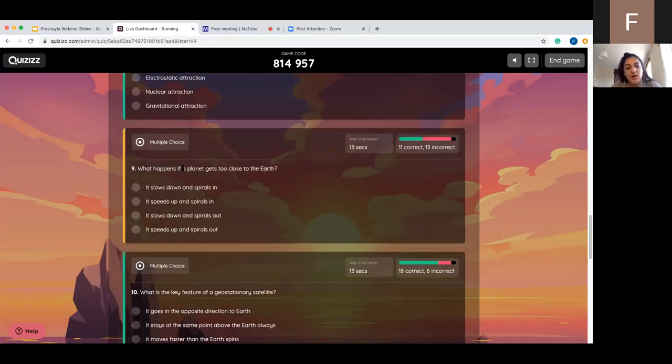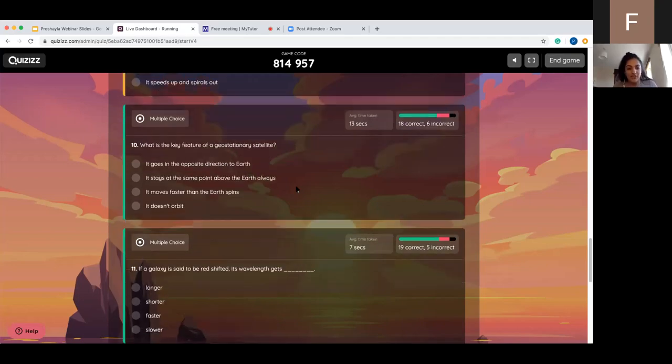That's absolutely correct. What happens if a planet gets too close to the Earth? Okay, we will go through this in a second, but if it gets too close to the Earth, it starts being pulled in by the Earth, which means it slows down and starts spiraling in and may hit the Earth. What's the key feature of a geostationary satellite? It stays at the same point above the Earth at all times, so that it can constantly survey that area of the Earth for weather, for communications, for whatever purpose.